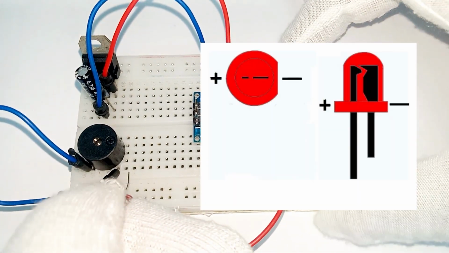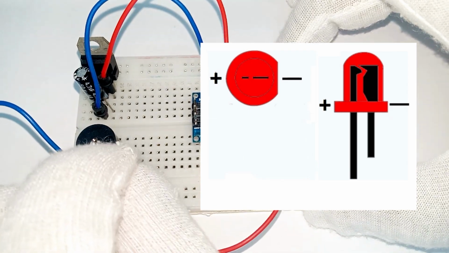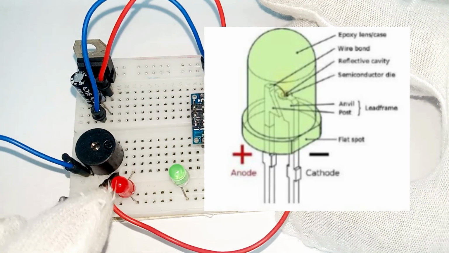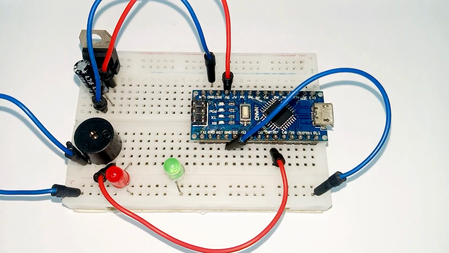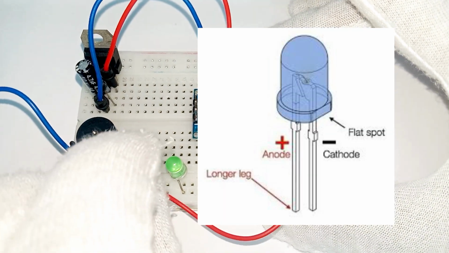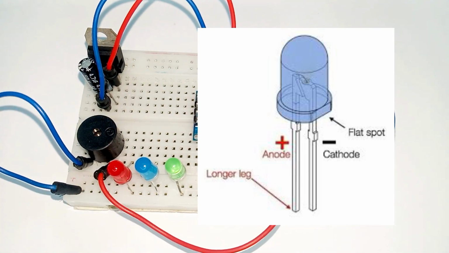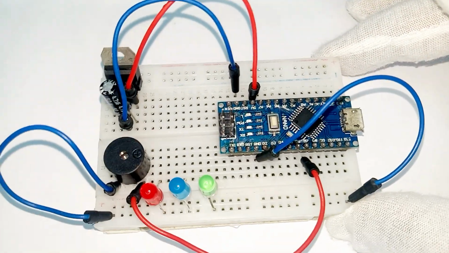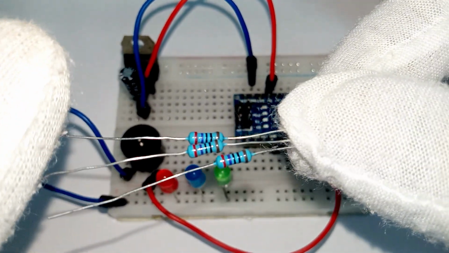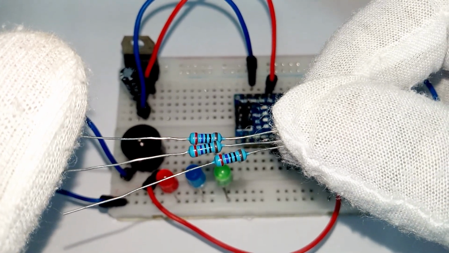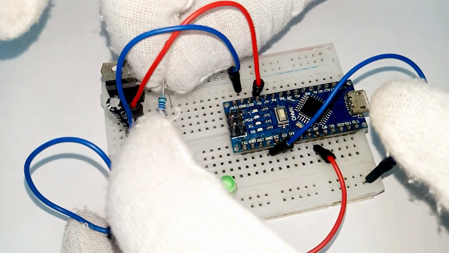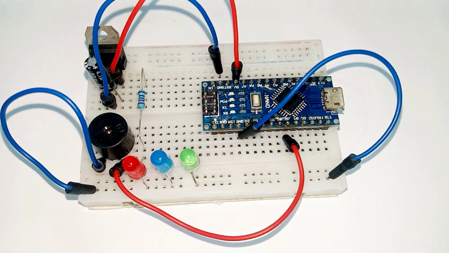This is an LED. The flat side of the LED is always the negative, which is connected to the ground of the Arduino Nano. This is a 200 ohms resistor. These three resistors are connected in series to each LED.